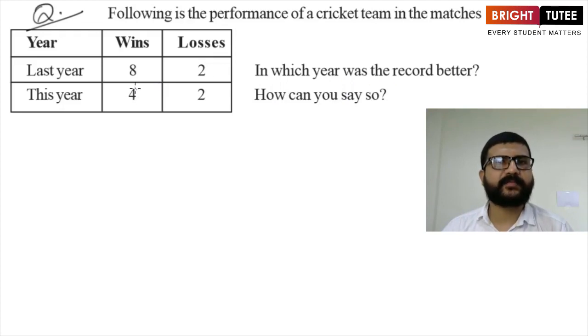If we look at the number of wins, last year they won 8 matches and this year they won only 4 matches. So can we say that last year their performance was better? Now if we look at the number of matches lost, last year they lost 2 matches and this year they lost 2 matches. So can we say that their performance is the same for both years? No, we can't compare like this. But now how to compare? So for comparing, let's find the ratio of the number of matches won to the number of matches lost.